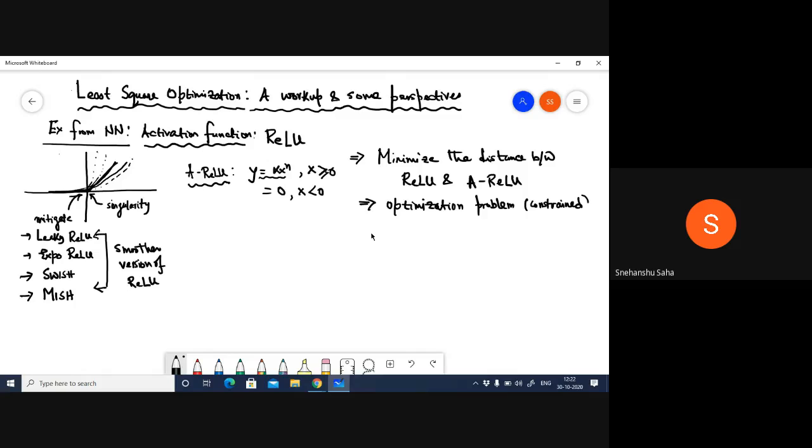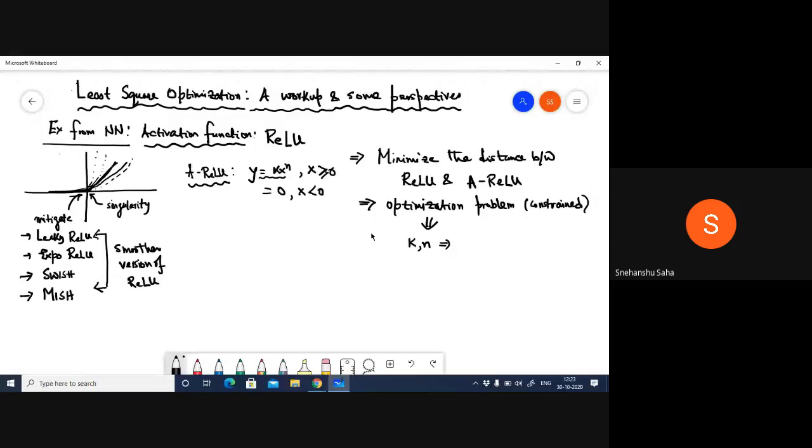The constraint optimization problem can be solved using the least square optimization technique. If you solve this constraint optimization problem, it will return a range of values for k and n for which the least square distance between ReLU and AReLU would be the smallest, right? And then while training your neural network, you go back and use those values of k and n instead of tuning k and n for every iteration.